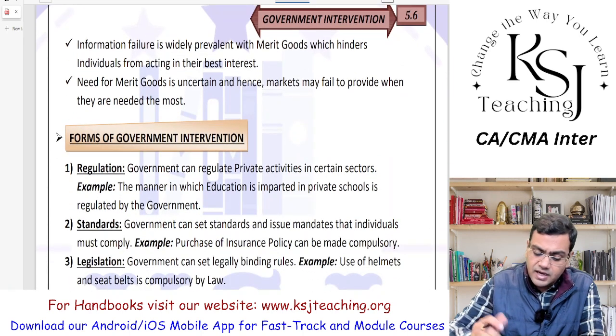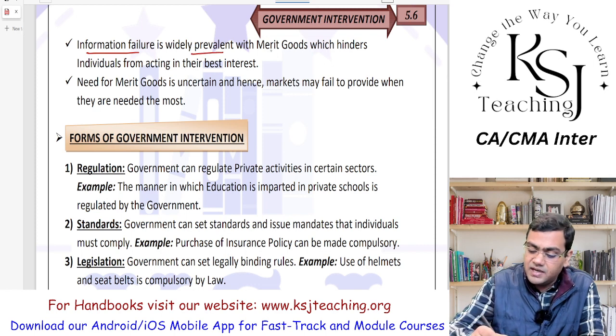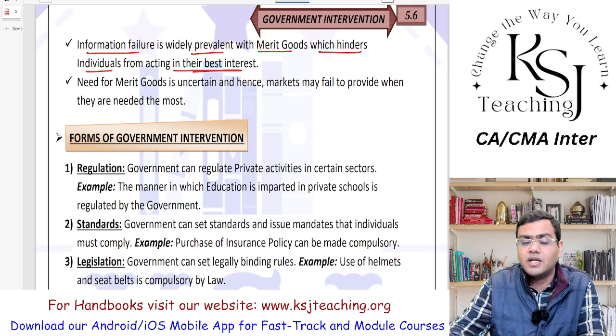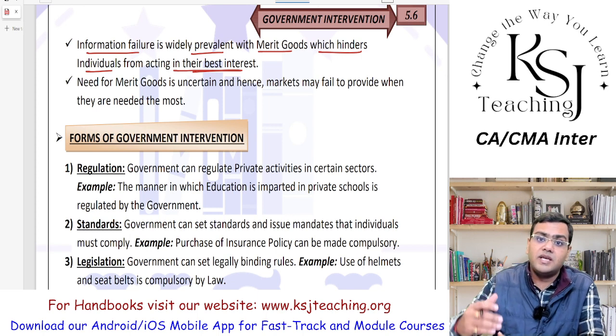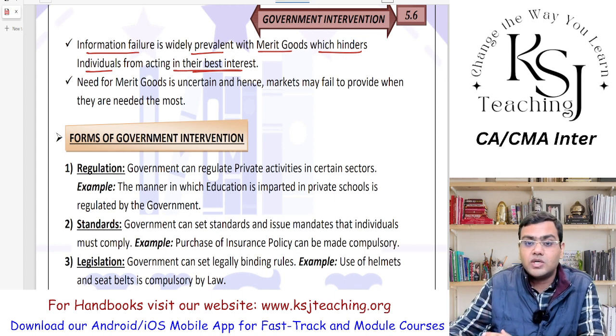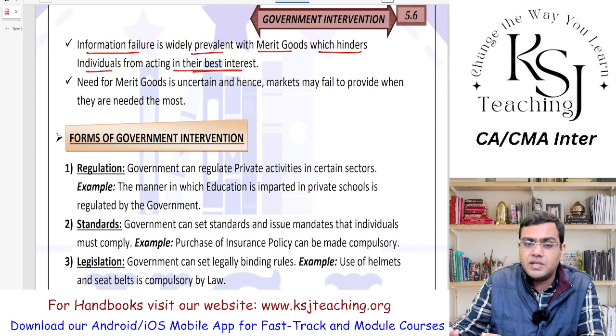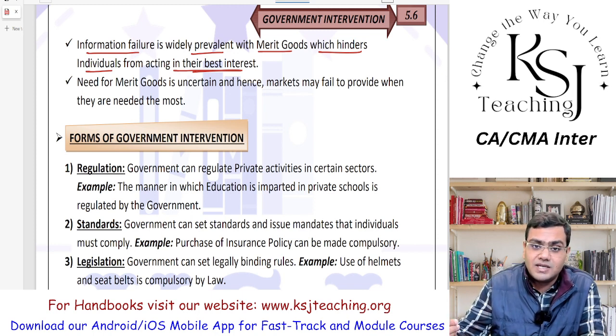Then there is information failure. One of the reasons market failure is widely prevalent with the merit good, which hinders individuals from acting in their best interest. That is what I told you, due to the inaccurate or unavailable right information. The people might not take the COVID vaccines, right? The people might not go for the right education, what should be there, where it is available, whether it is available. Now most of the poor people don't have the knowledge about the various government schemes which say that the education should be provided free of cost.